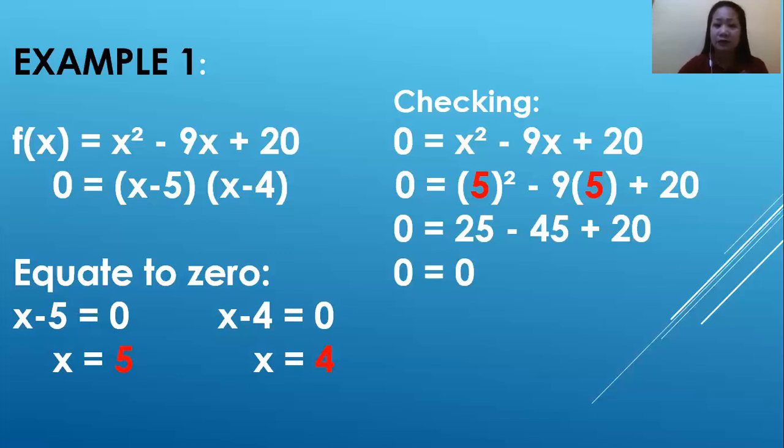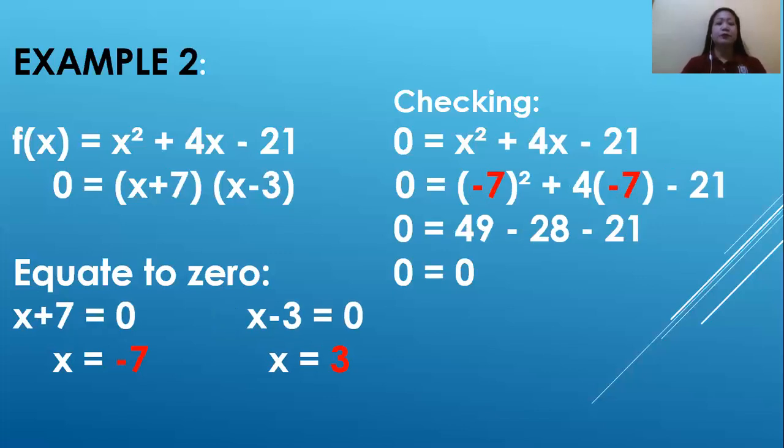So how about if x is equal to 4? The square of 4 is equal to 16, minus 9 times 4, we have 36, plus 20. The difference between 16 minus 36 is equal to negative 20, plus 20 is equal to 0. Therefore, both values of x, which are 5 and 4, are correct values of x for that given equation or function.